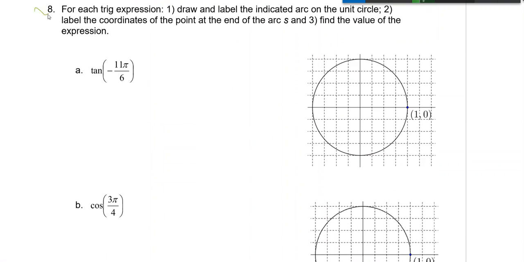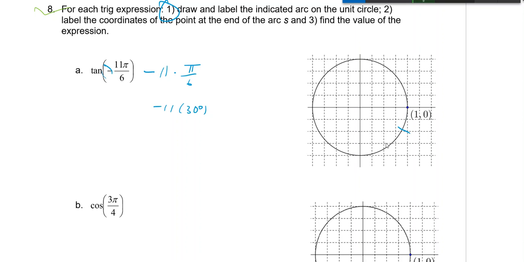All right, so don't forget there are 3 parts here. The first part is to draw and label the indicated arc. So this is minus 11 times pi over 6, which is minus 11 times 30, if you're thinking in terms of degrees. So we're going this way, it's positive. No, it's negative, sorry. Negative. So we have to go this way.